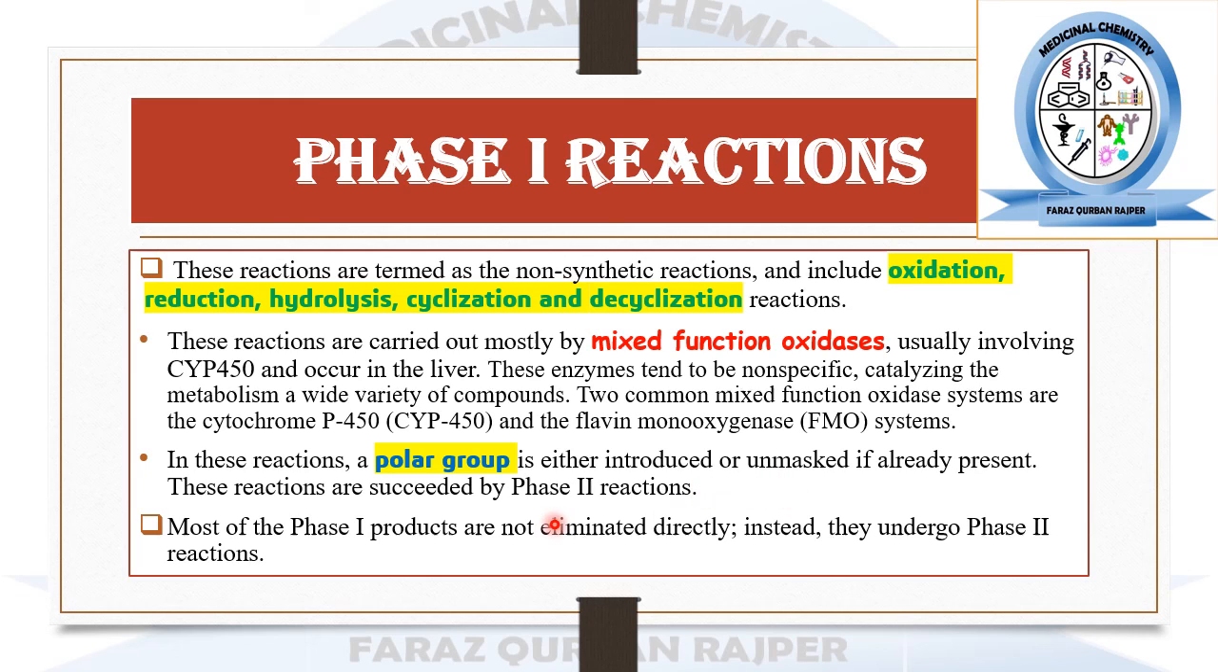After the phase 1 reaction, the drug undergoes the phase 2 reaction to get converted into a more polar form, because most of the products of the phase 1 reaction are still not eliminated from the body. So that's why they undergo phase 2 reaction to get converted into the more polar form, because for excretion the more polar form of the drug metabolite is required.